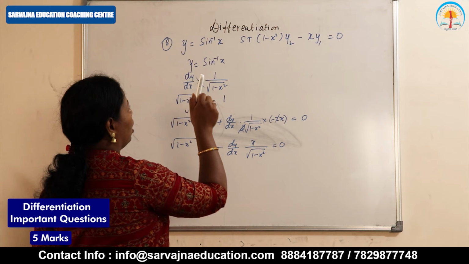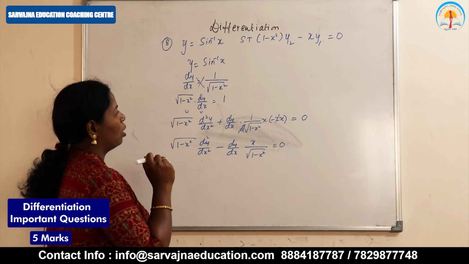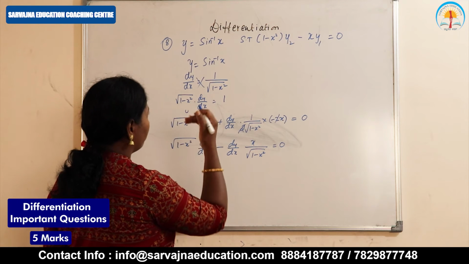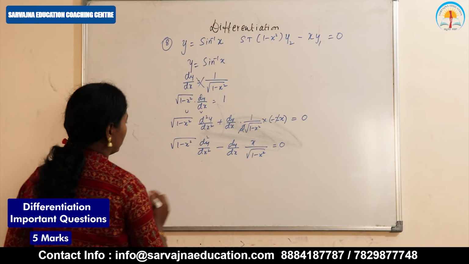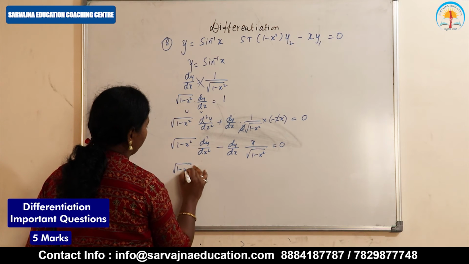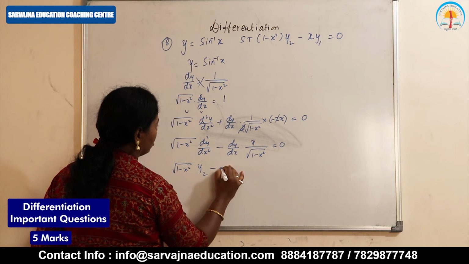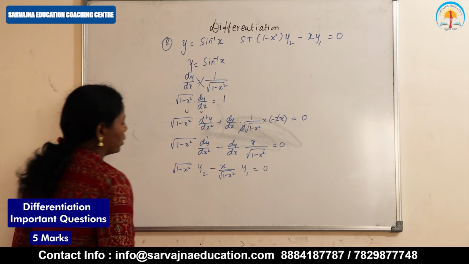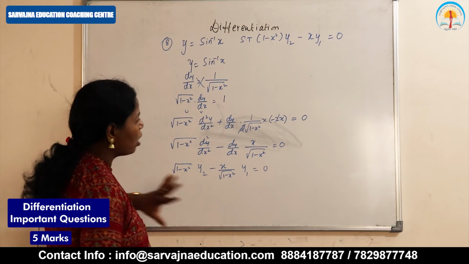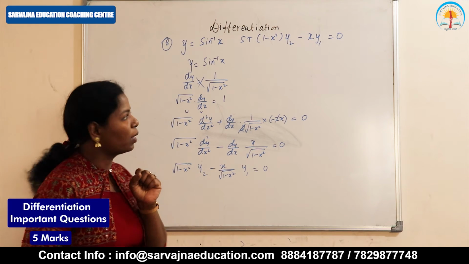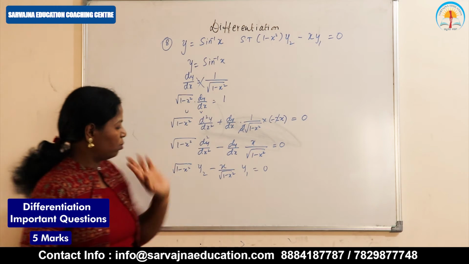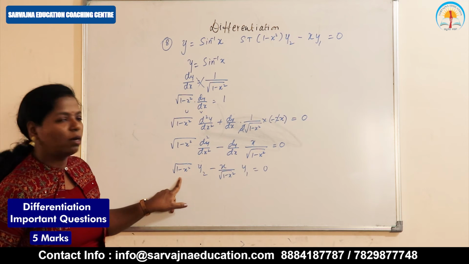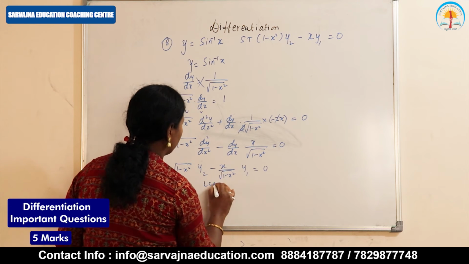Now in the question, instead of dy by dx they have given y1, and instead of d square y by dx square they have given y2. I will rewrite that: root 1 minus x square y2 minus x divided by root 1 minus x square y1 is equal to 0. Now on the left hand side, we are already near the solution, correct? In the question 1 minus x square is there, but here I got root 1 minus x square. So if I do the LCM here, it will become 1 minus x square.